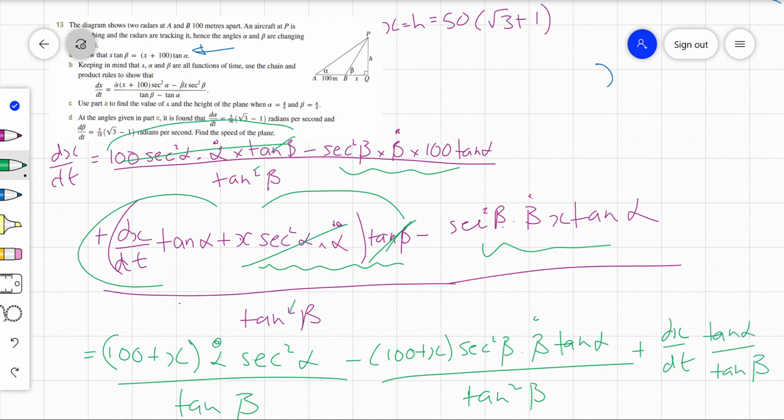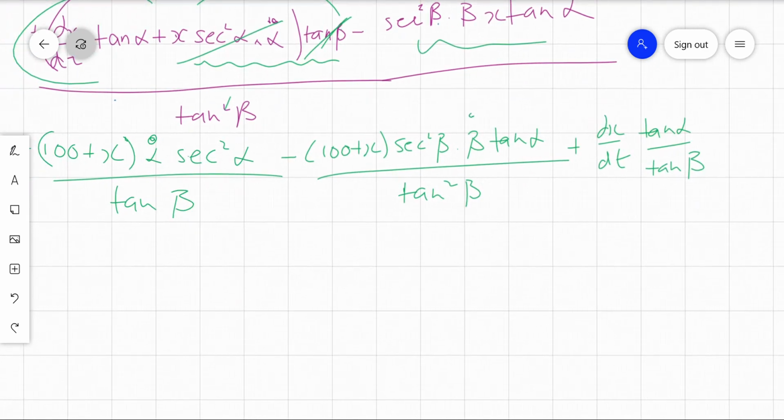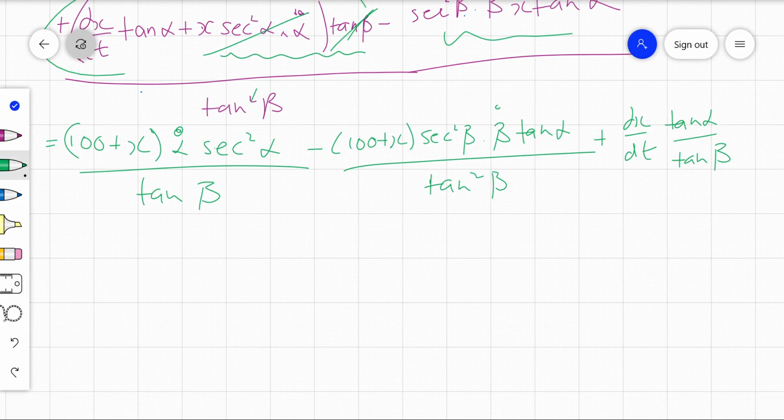Alright, sorry, it is a mess. There is a lot there. Alright, and from what we did before, hopefully you've still got that written somewhere. Remember that this section, 100 plus x lots of tan alpha, this is from the beginning, that bit, we know that's equal to x tan beta. So if we were to rewrite that as x tan beta, and now we can divide that by one of those. So we're going to have x beta dot sec squared beta on tan beta.